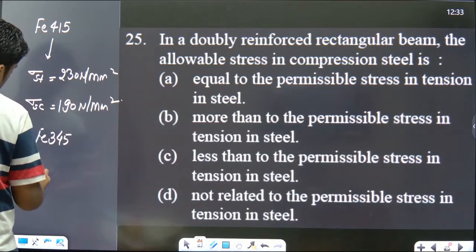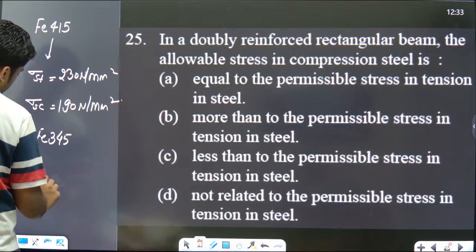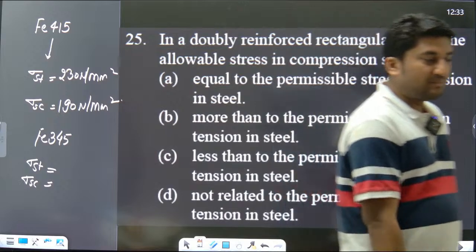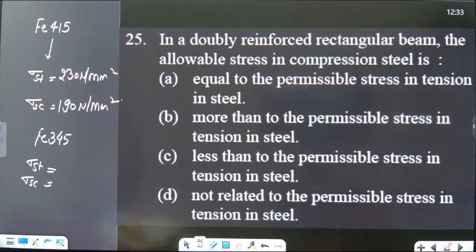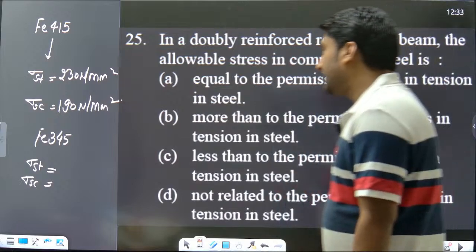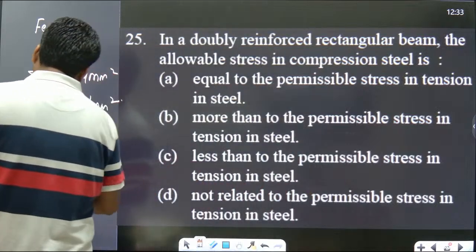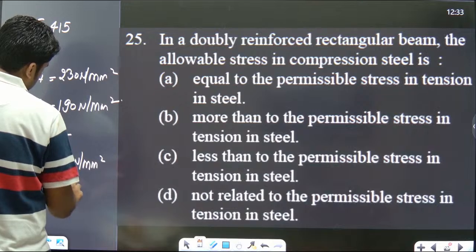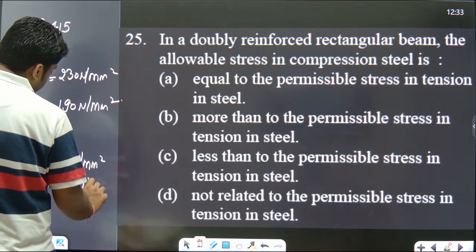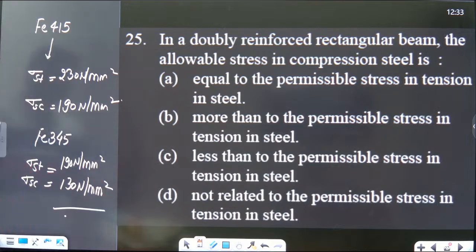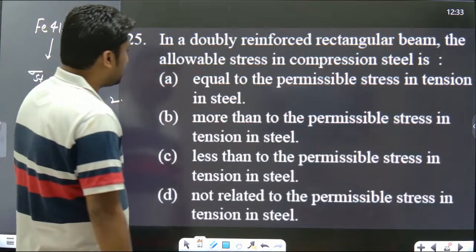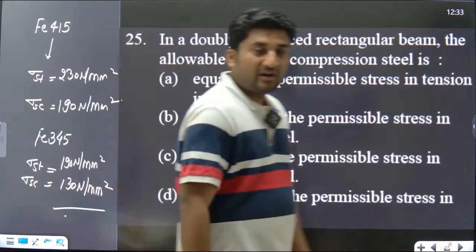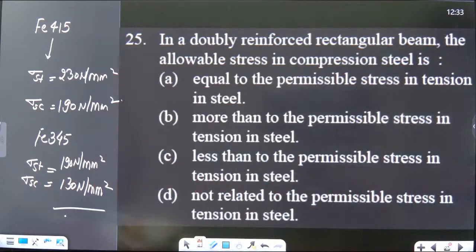What is sigma ST and sigma SC? Here also sigma SC is less. So permissible stress in steel is 190 Newton per mm square here, and 130 Newton per mm square here. Yes or no? So it is always equal to the permissible stress in steel in tension, or less than, or more than? Now what will be the answer?